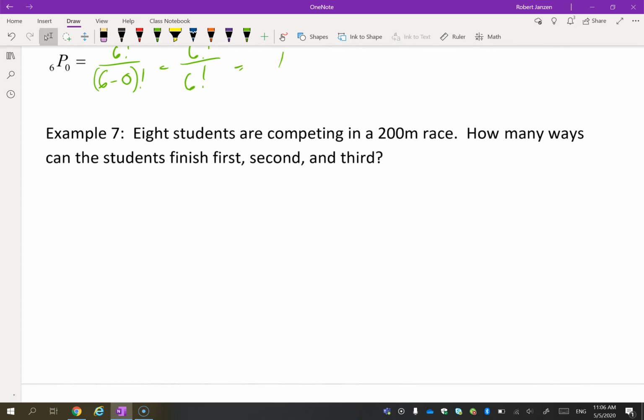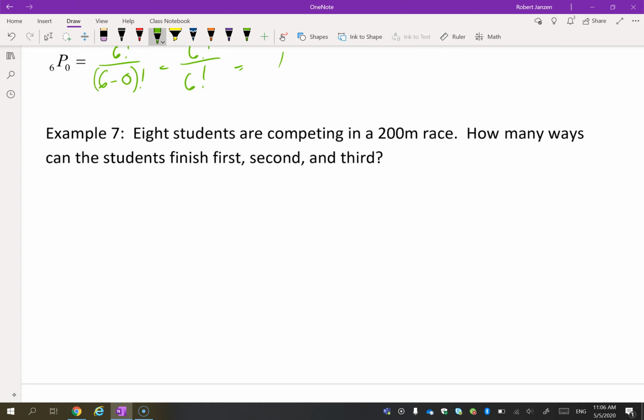Example 7. 8 students are competing in a 200-meter race. How many ways can the students finish first, second, and third? Well, kind of a funny question because we all know that we're not all the same speed. We don't all have the same chance of winning, right? Like if we had a race right now, we kind of in our heads would know some people are faster than others. But let's assume that everybody has an equal chance.